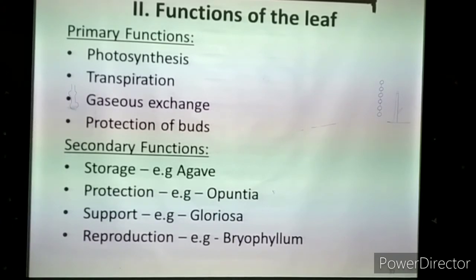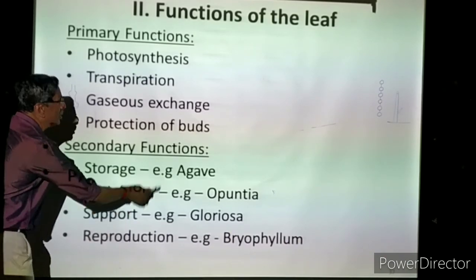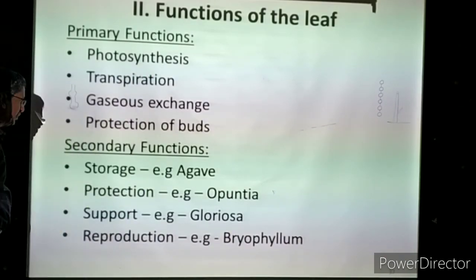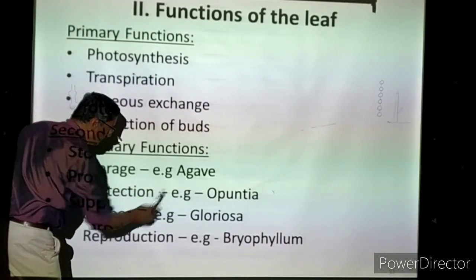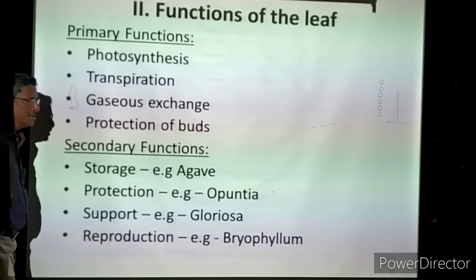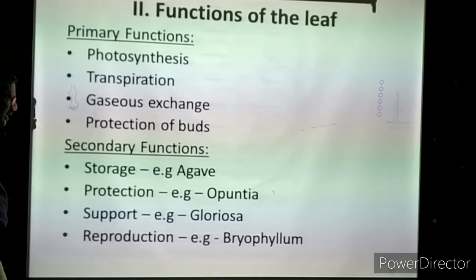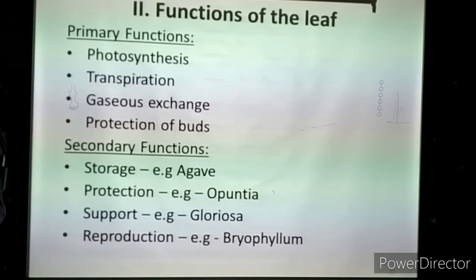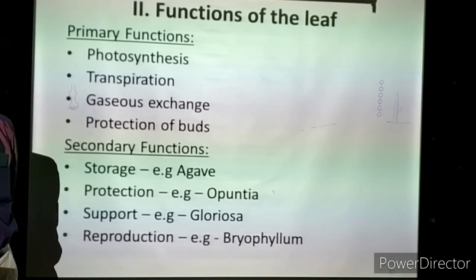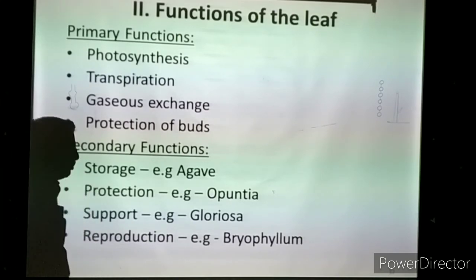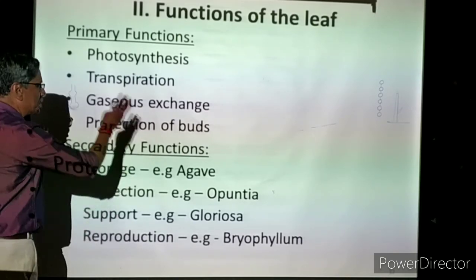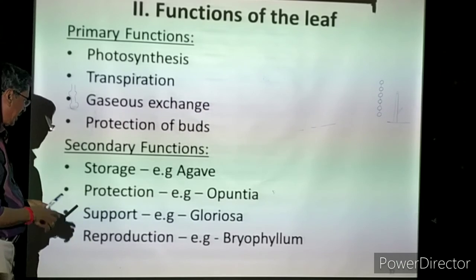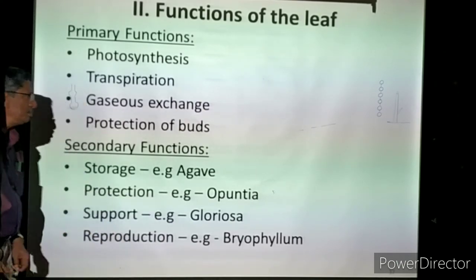The next one is protection. That means the stem is well protected with the help of some thorns. The thorns are modified leaves. I told you already. That is called protection. Example, opuntia. Support. The stem is giving additional support. Example, gloriosa. The last one is reproduction. Even the leaves of the plants will reproduce, like the underground stem and sub-aerial stem. So, reproduction. Example, bryophyllum.